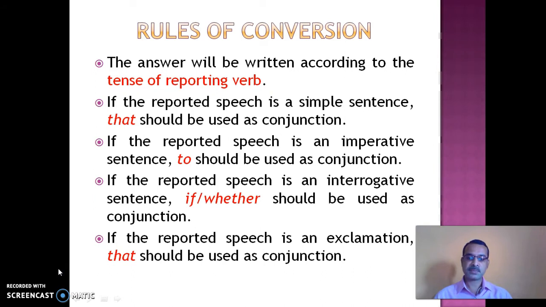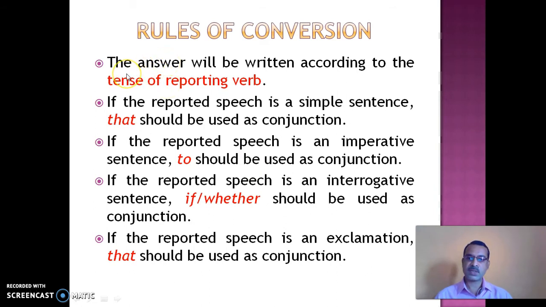Friends, here it is important for you that these rules are few, and if we understand and remember these rules, we can easily convert a direct sentence into indirect speech. So these rules are very important and they are very few. So it is very easy to understand, it is very easy to remember. Once you understand and remember these rules of conversion of direct sentence into indirect speech, it will be easy for us to solve the questions on direct and indirect speech. Let's have a look at the rules.